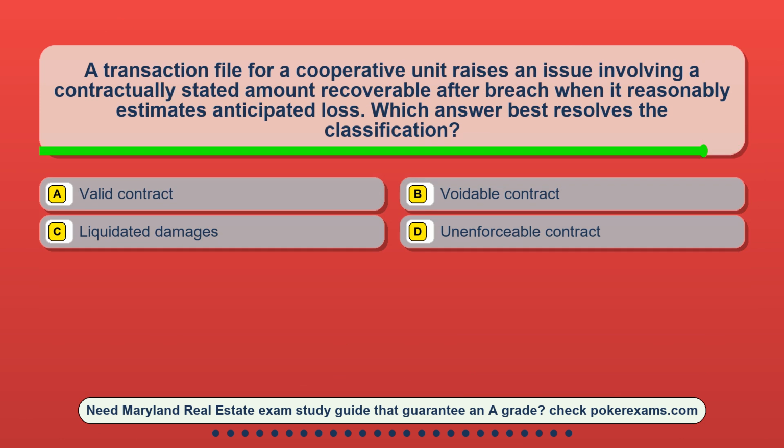Question 21. A transaction file for a cooperative unit raises an issue involving a contractually stated amount recoverable after breach when it reasonably estimates anticipated loss. Which answer best resolves the classification? Option A, valid contract. Option B, voidable contract. Option C, liquidated damages. Option D, unenforceable contract.